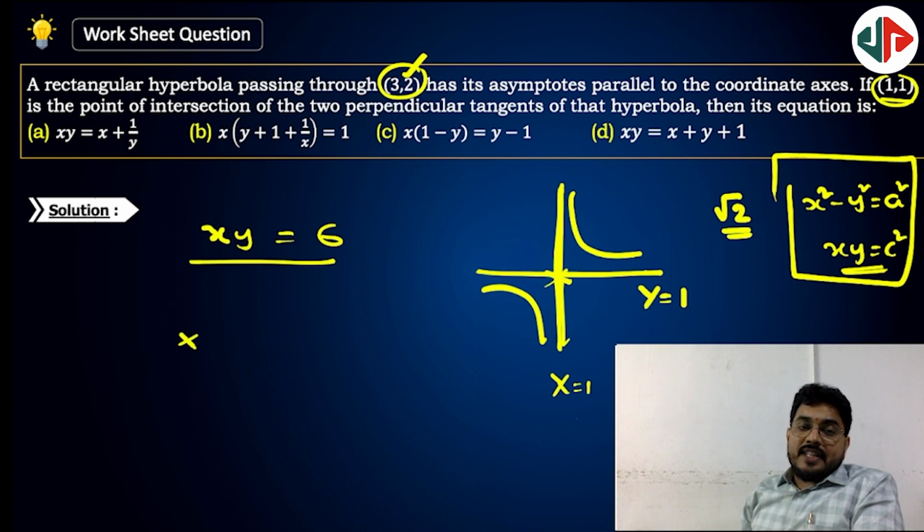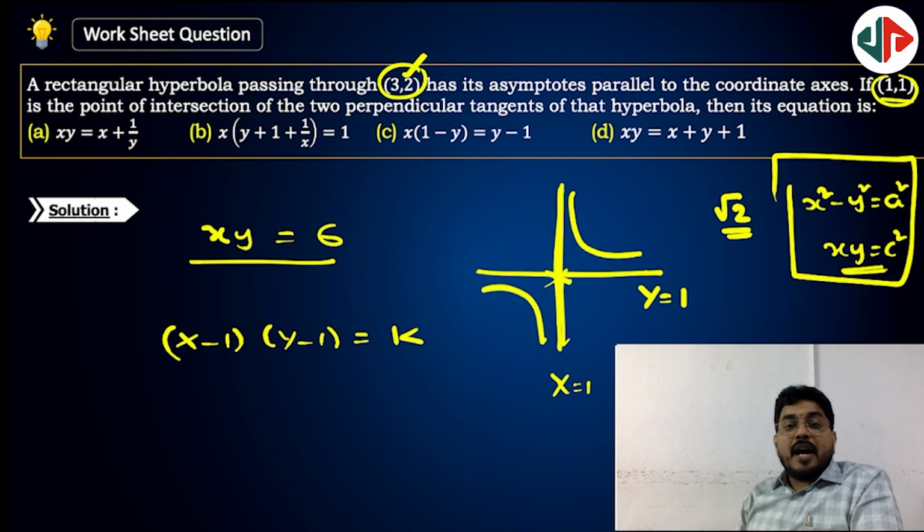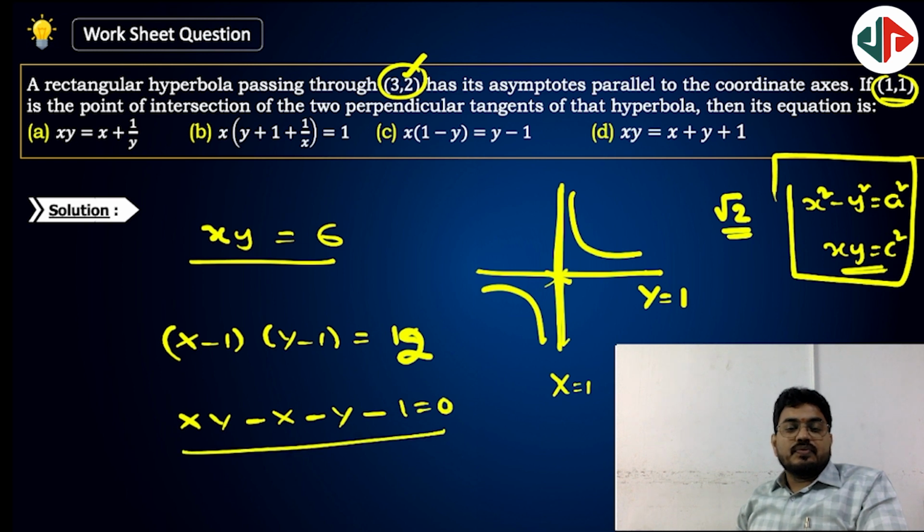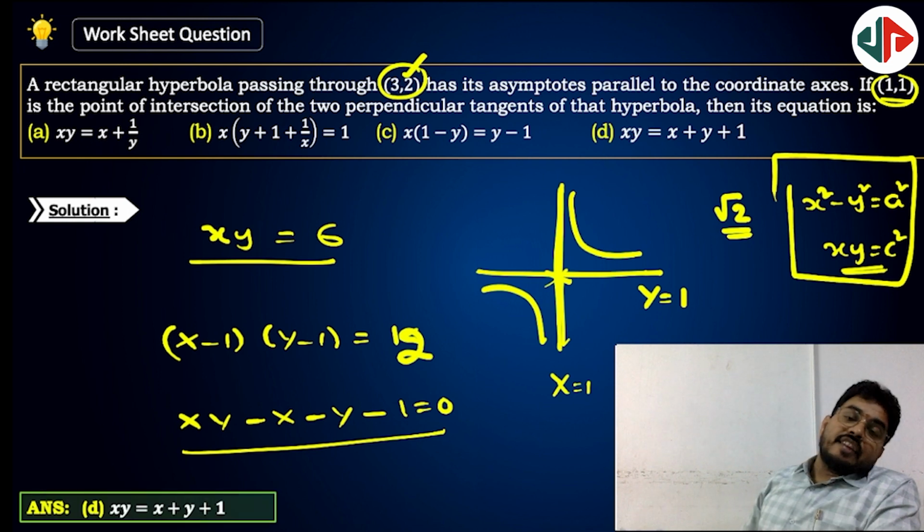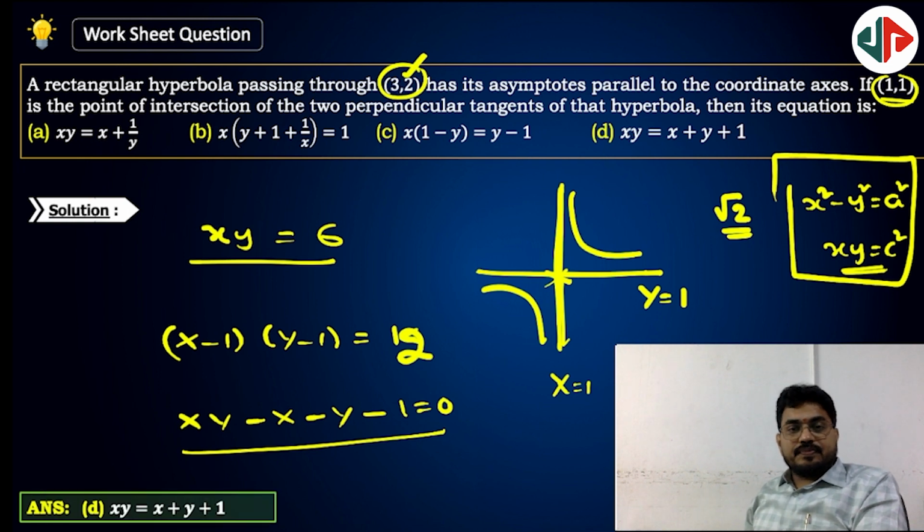So it is simply (x minus 1)(y minus 1) is equal to k, passing through (3, 2). So here 2 into 1, so the answer will be 2. So what is this equation? Xy minus x minus y minus 1 is equal to 0, or xy is equal to x plus y plus 1 will be the right answer.